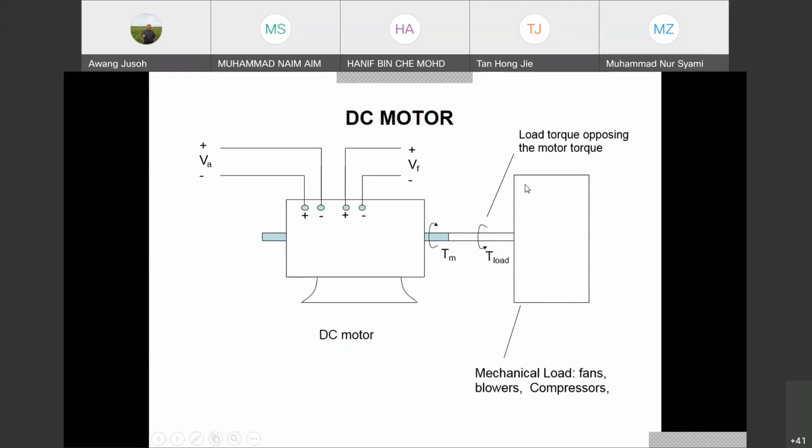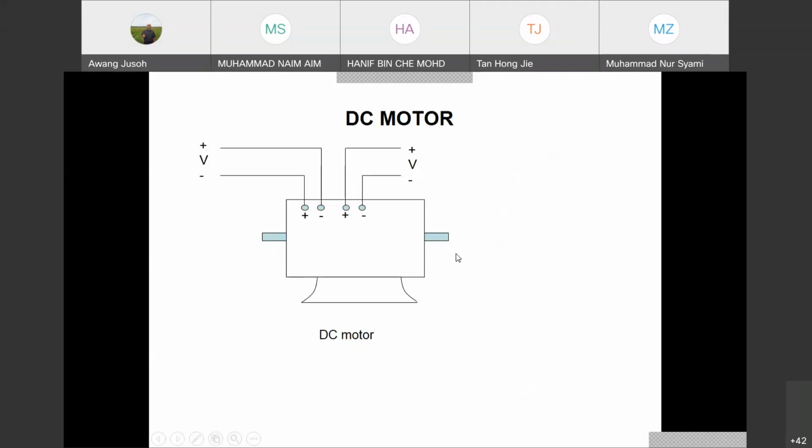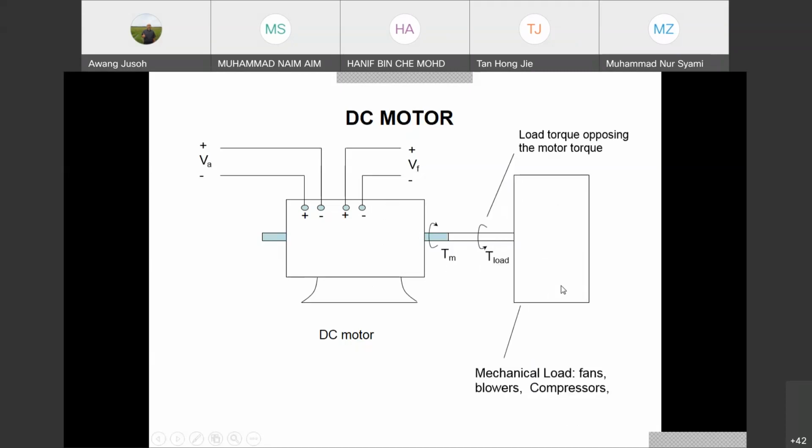Different mechanical loads have different load torque profiles. Similarly for the motor, different kinds of motor produce different torque speed profiles, depending on what kind of motor we use. So the motor has its own torque profile, and the load also has its own load torque speed profile. When we choose a motor to drive a load, you need to be careful about the torque speed profile for the load and also for the motor. Otherwise, the motor cannot drive the load. If the motor is not properly selected, then it cannot drive the load. You need to be careful.